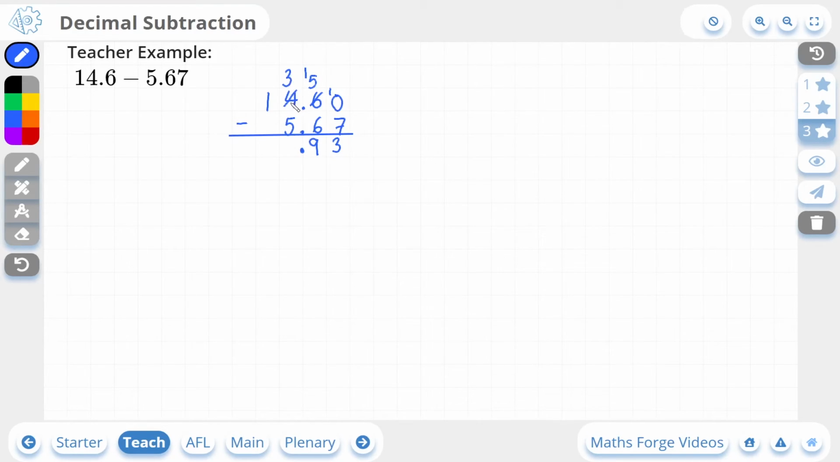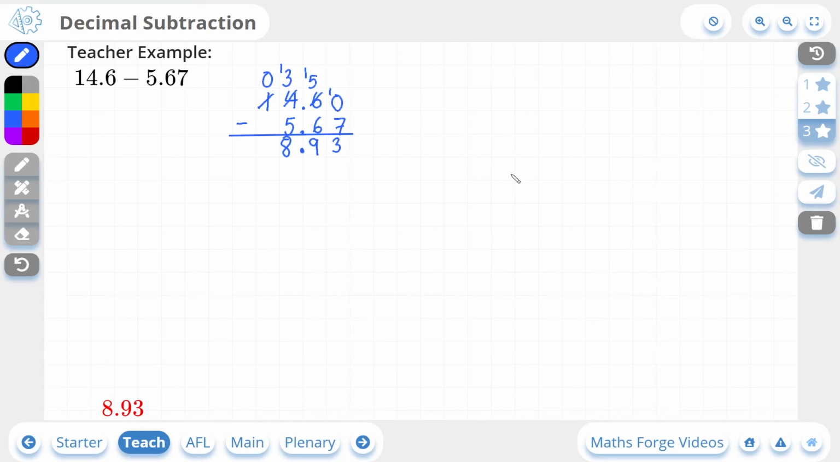Now we do 3 minus 5. Again, we cannot do. So I'm going to go to the 1 here, take 1 from it, and then it's been reduced to a 0. And now the 3 has been increased to a 13. 13 minus 5 is 8. And of course, 0 minus nothing is just 0. You don't really need to write it here. So our answer should be 8.93. Let's check it. There it is.